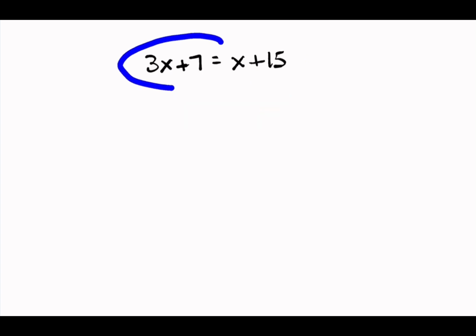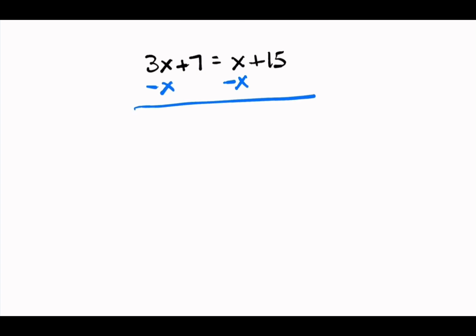So I have 3x plus 7 equals x plus 15. I want you to pause the video and try this one on your own. And then you can unpause and I'll walk you through it. So in this problem, we want to get x by itself so we can solve for x. So I'm going to combine all my x's and then combine my constants. I'm going to move my smaller x term over to my left-hand side. So I'm going to subtract x from both sides of my equation.